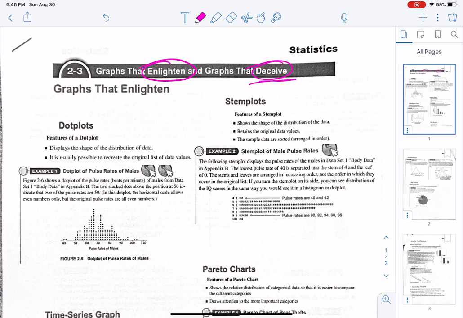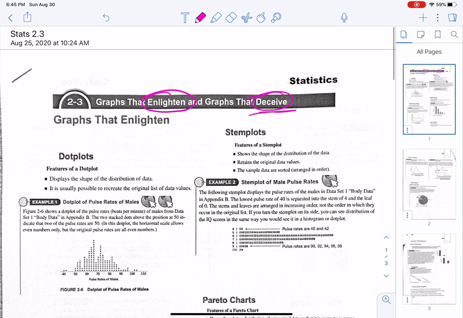So graphs that enlighten. Let's first talk about the two main ways of plotting data that we've done already. One of them is a frequency distribution, where we basically have a class over here and then we have the frequency. So you'll have like from 0 to 9, from 10 to 19, from 20 to 29, etc. And maybe there's 4 here and 8 here and 12 here, all the way through.